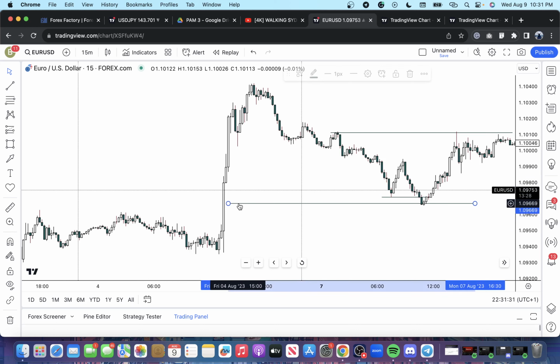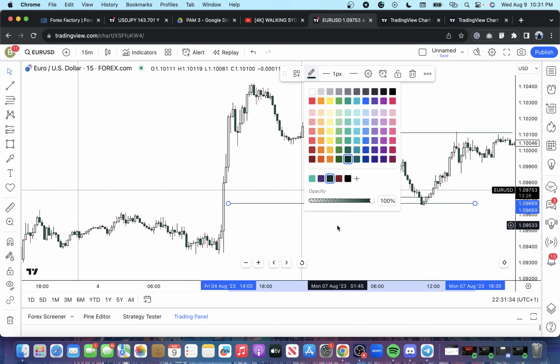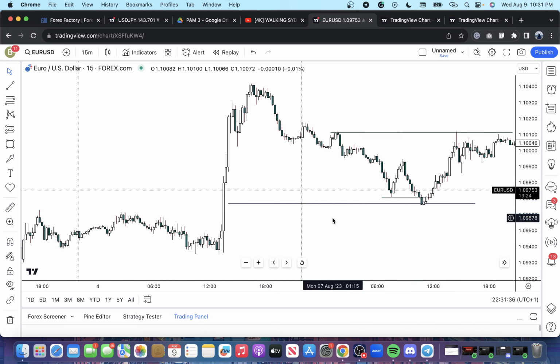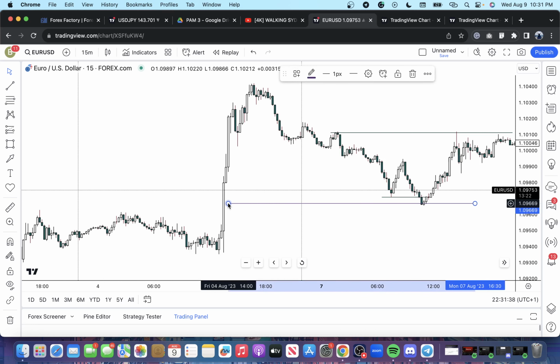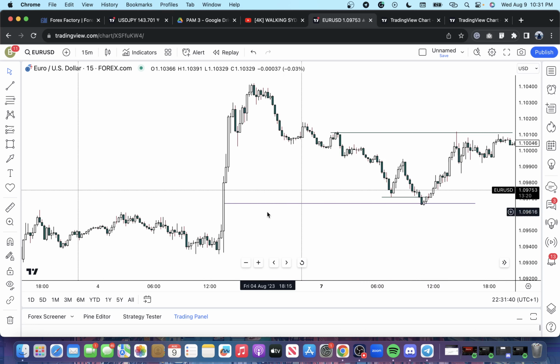So whenever I mention consequent encroachment, that simply means the 50% of any kind of inefficiency. And it could range from a volume imbalance to an actual gap to a BISI or a typical fair value gap or a rebalance. Okay, it ranges from any of those things. So whenever we talk about consequent encroachment, I simply mean 50% of an inefficiency.